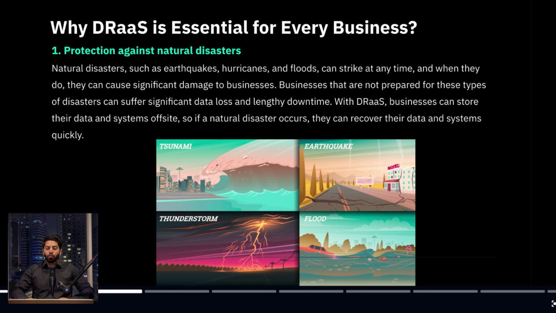Moving forward, why is DRaaS essential for every business? We have six or seven points that we will discuss. The first one is protection against natural disasters. Natural disasters such as earthquakes, hurricanes, and floods can strike at any time, and when they do, they can cause significant damage to your business, and your business can go offline. Businesses that are not prepared can face very lengthy downtime and can lose a significant amount of data. Using DRaaS, businesses can back up their whole infrastructure into another offsite location in another geographical location. So if there is a natural disaster, they can recover from that backup and get the whole infrastructure running very efficiently and very quickly.